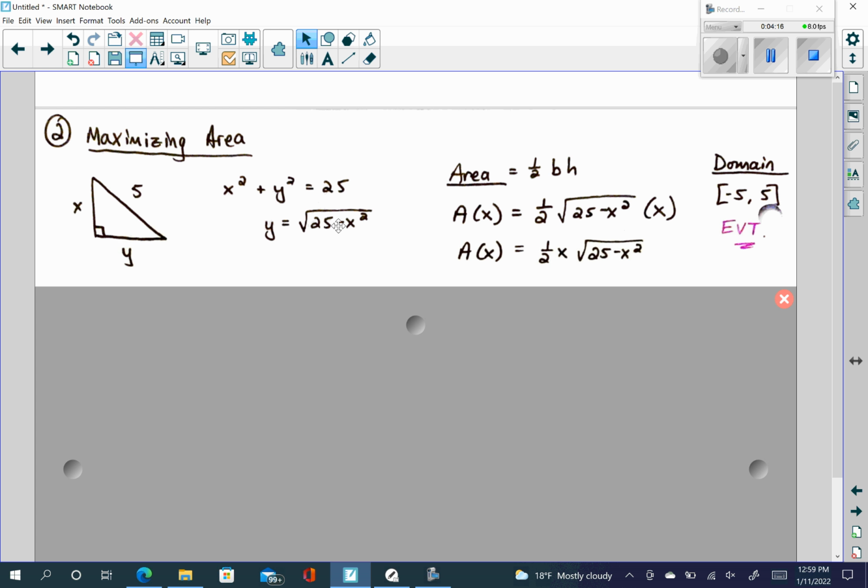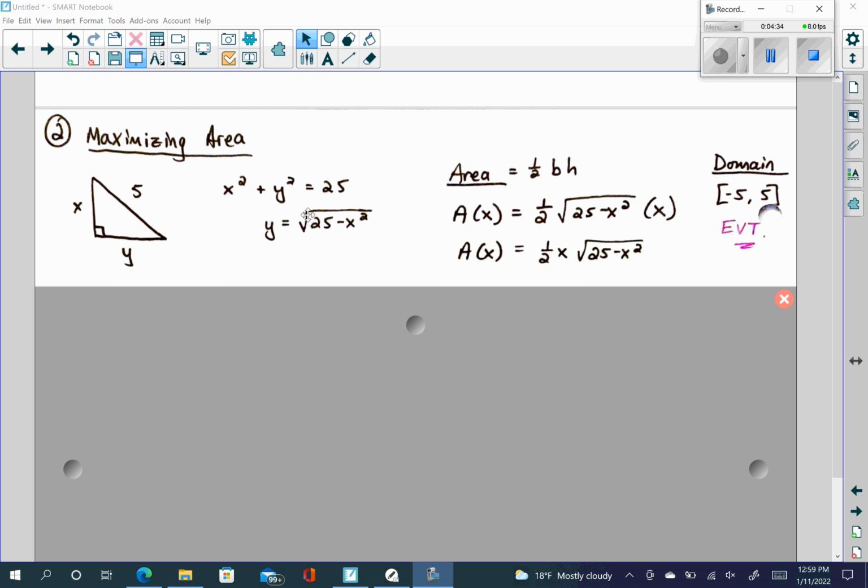That way we get everything in terms of x. So the area of a triangle is 1/2 the base times the height. So y would be the base, and x would be the height, but y is now in terms of x, so we have 1/2 times the square root of 25 minus x squared times x, and I just rewrote this here.